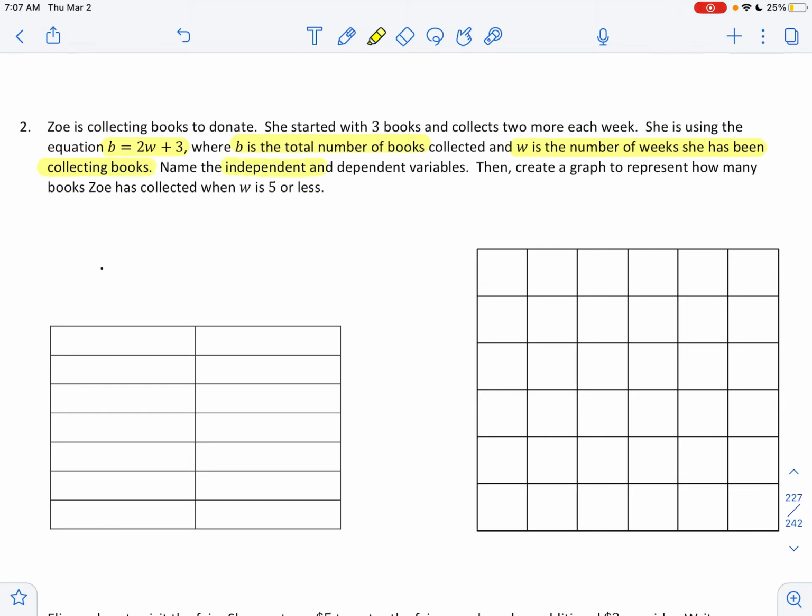Name the independent and dependent variables, then create a graph to represent how many books Zoe collected when W is 5 or less. We also need to complete the table. This time, they've given us the equation.